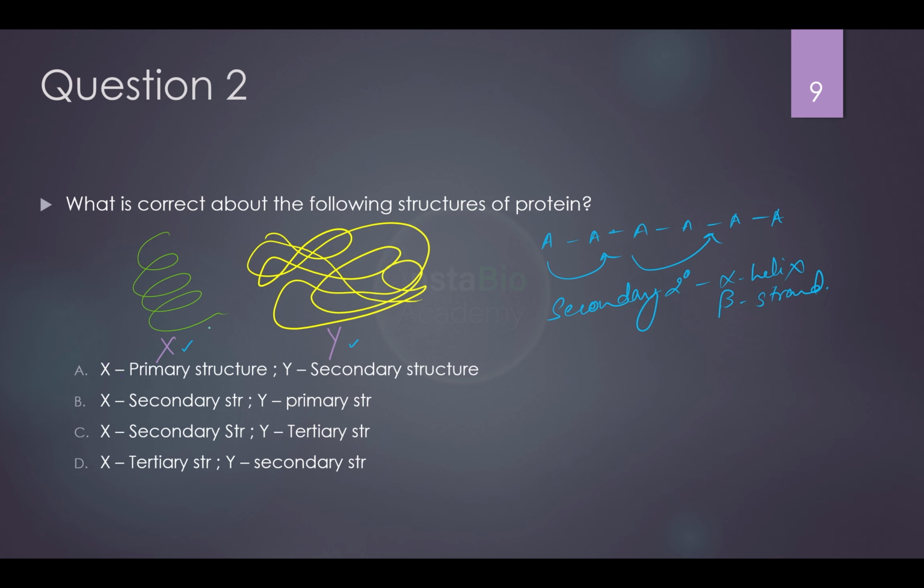So as you can see, this is an alpha helical structure, so this is a secondary structure, and if you see from the options, it is either B or C because we have X as a secondary structure here. And we know that tertiary structure is where amino acids form these complicated structures, and therefore the tertiary is represented by the structure Y. So the correct answer is C, where X is your secondary structure and Y is your tertiary structure.